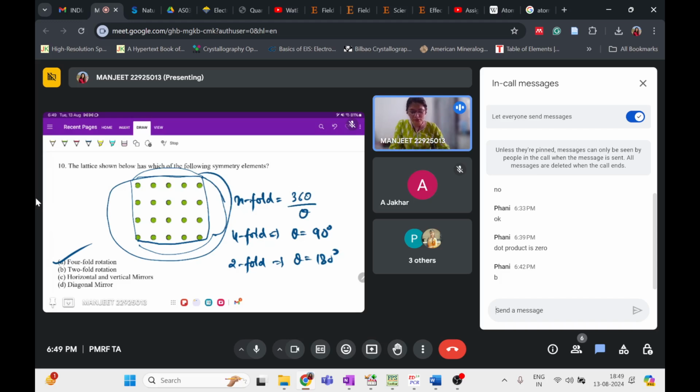So if you rotate this by 180 degrees, you will get the same one, equally spaced, and the same atoms are there. So it also has two-fold rotation. And what about the horizontal and the vertical?